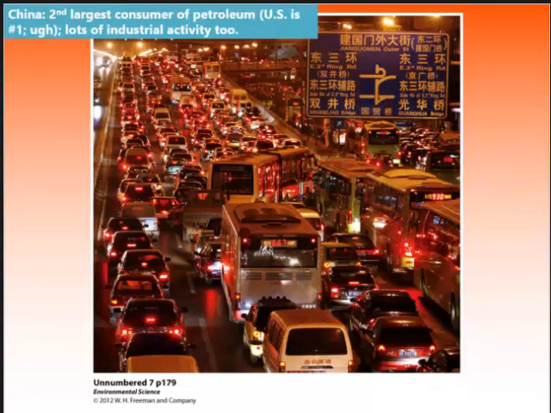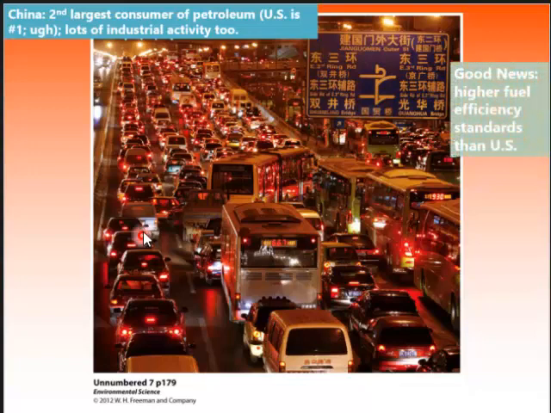Okay, so China's the second largest consumer of petroleum. That's gasoline and oil. We're number one. Yay. And they are also responsible for a ton of industrial activity. They are becoming more and more industrialized as a country. You can see all the cars that they have here. We have a lot of cars too, but they actually have more efficient fuel standards than we do.